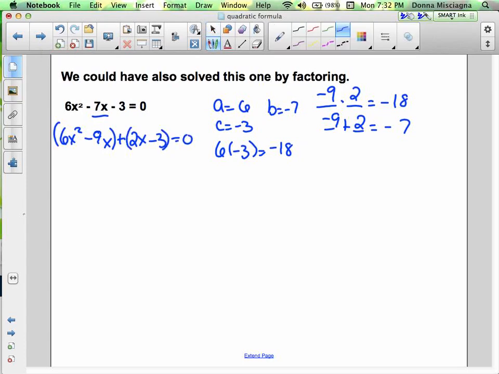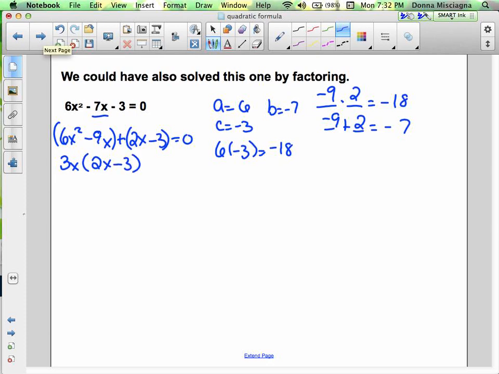There has to be a plus, because we still have terms that are added together, added or subtracted. We're just grouping them into two separate groups. Once we have two separate groups, we can factor out a greatest common factor. The greatest common factor for 6x squared and negative 9x would be 3x. If we divide 6x squared by 3x, we would have 2x. If we divide negative 9x by 3x, we would have a negative 3.